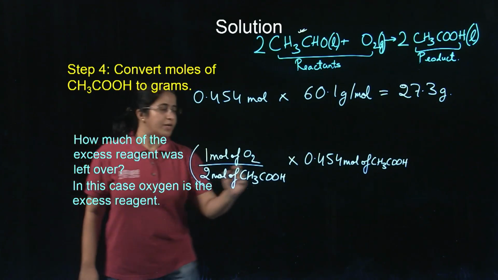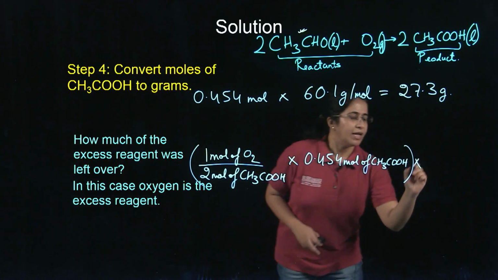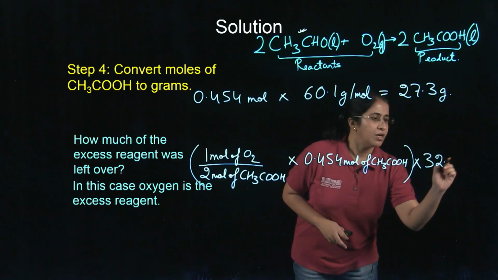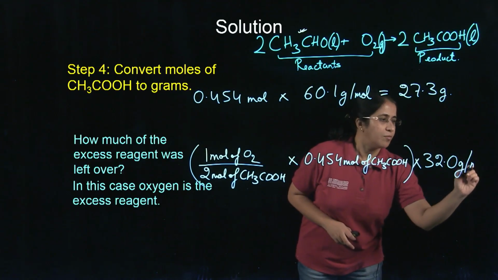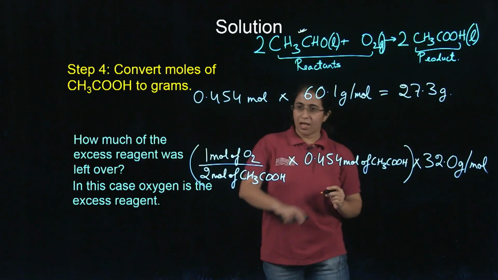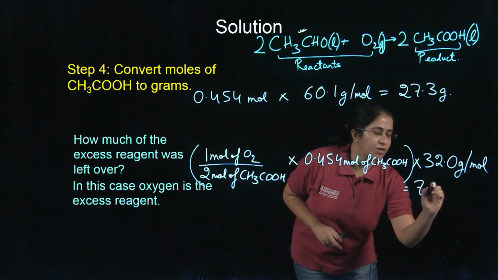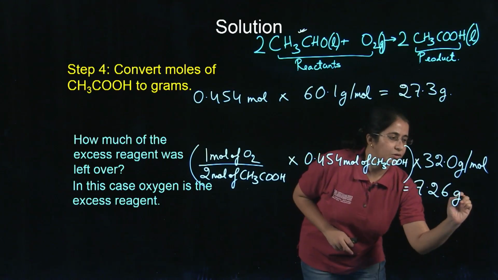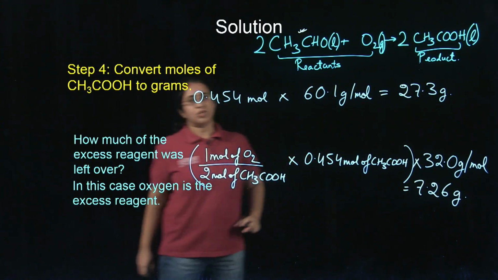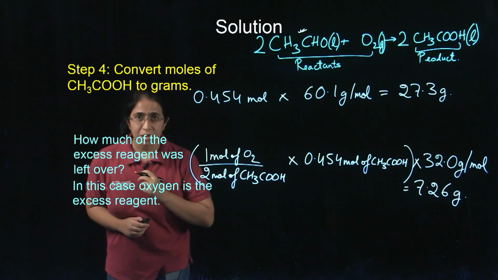Okay? Now we can take one step further and find out what is the mass of oxygen consumed. So all you need to do is multiply this number by the molar mass of oxygen, which is 32 grams per mole. Okay, now if you do the calculations, the answer should come around 7.26 grams, which is the mass of oxygen that is actually consumed.